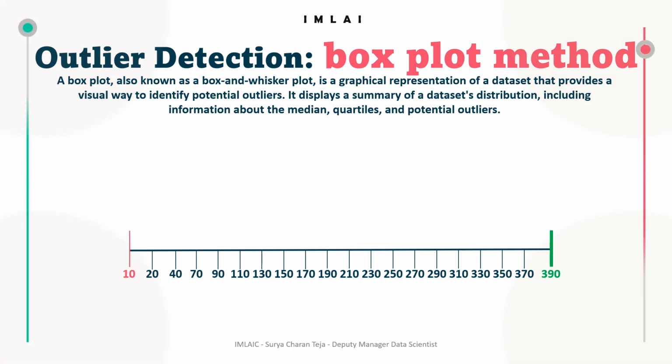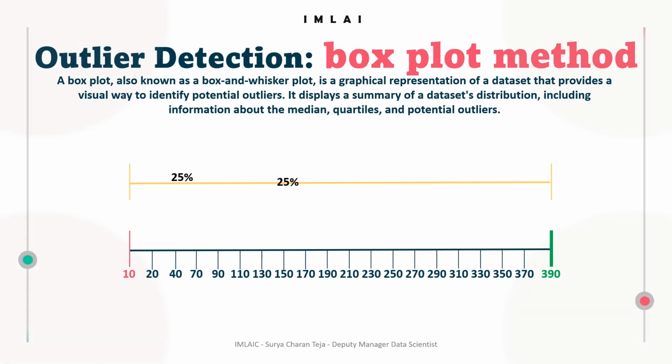Now, once you have your overall data points, let's take the same scale and put it on top. It begins with 10 and ends with 390, because whatever falls outside of 10 and 390, I want to label as an outlier. That's my point of interest here. Let me divide these overall data points into four sections: 25%, 25%, 25%, 25%.